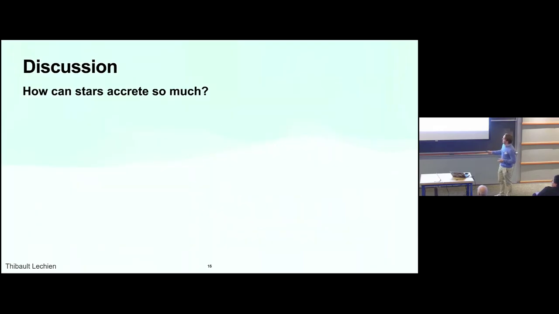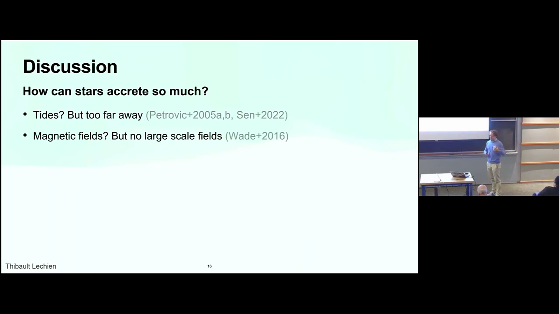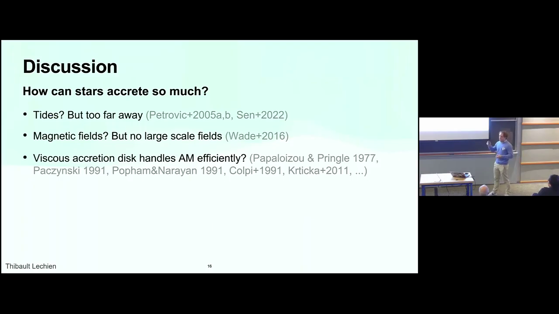And so we can discuss, well, how can stars accrete so much? And there are many different ideas. One is tides, but these systems are too far away for tides to have a strong effect. It could be magnetic fields, but these BE stars have not been detected to have strong magnetic fields. And so the most likely explanation is that there's some kind of viscous accretion disk that handles this angular momentum efficiently, while still allowing for mass to accrete onto the companion star.